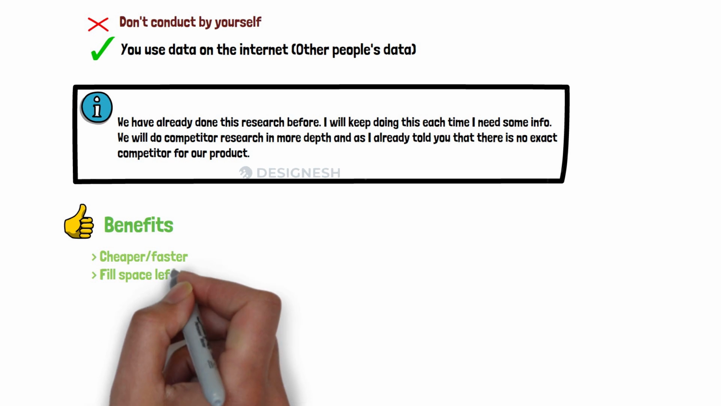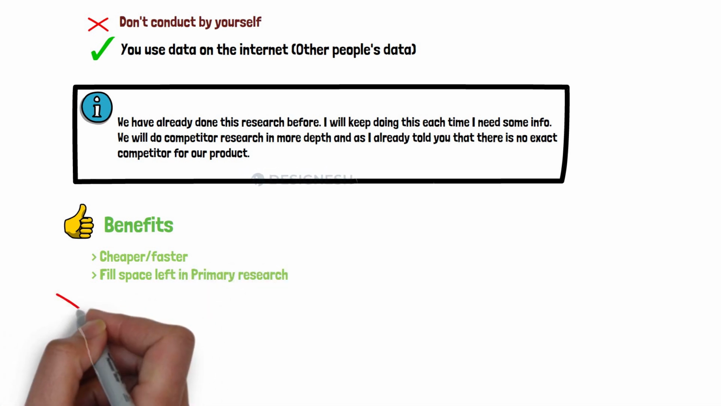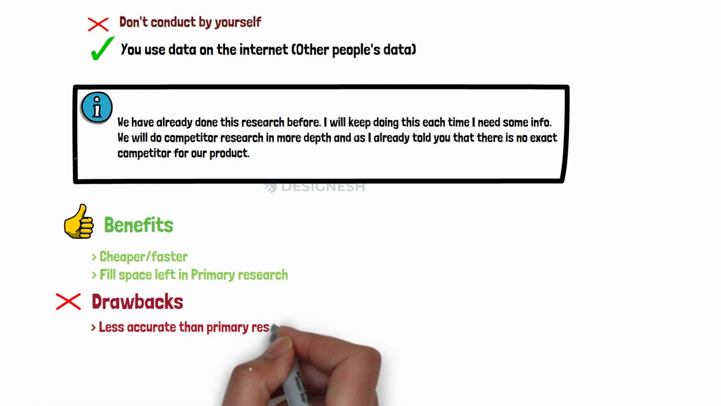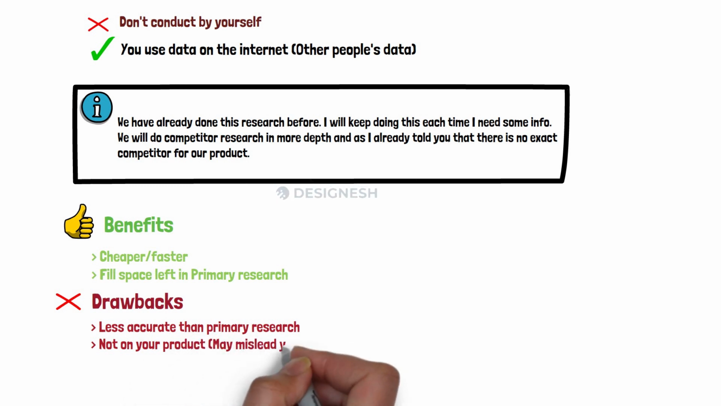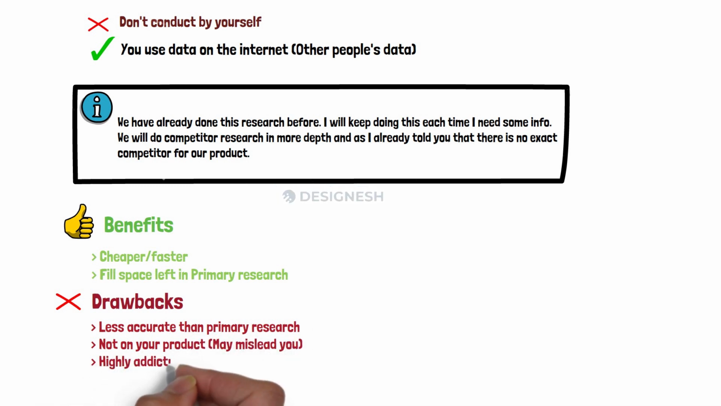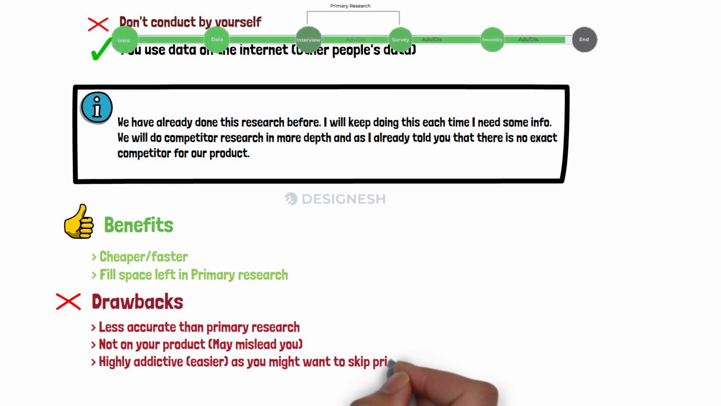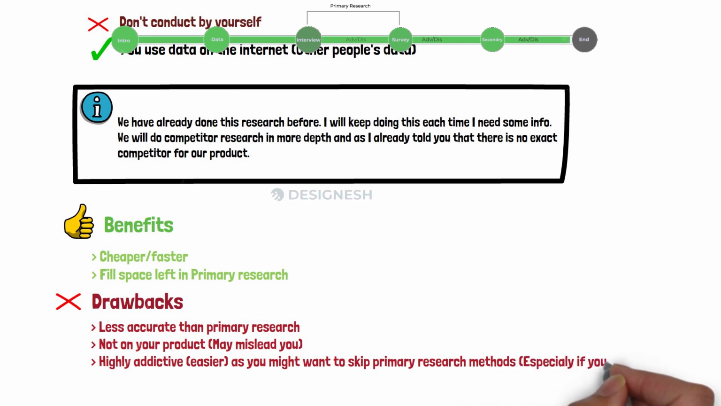It will fill the space you left doing primary research, while its disadvantage is that it's less accurate than primary research. It's on other products similar to yours, not directly on yours, so there is a very high chance that this research misleads your path. Also, it is so addictive that you might want to skip the primary research method, as your mind is getting so much satisfaction from the amount of data that you are getting from it, especially if you are an introvert and don't want to interact with people.